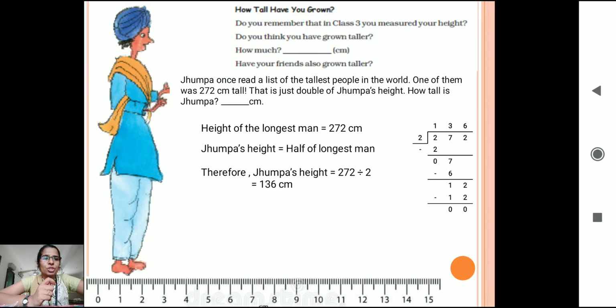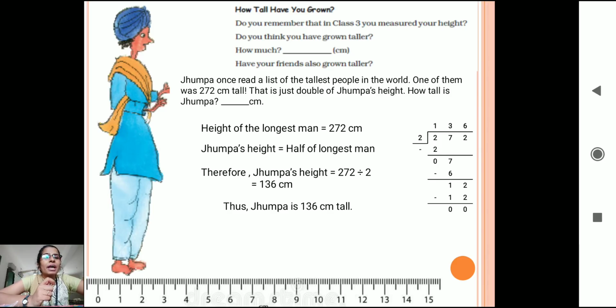How to do the division? We have learned division. We need to practice it once again. If you have forgotten, like how I have shown you here, 2 ones are 2, then 3s are, and then we got a remainder 1, then we took 2 again, that is 12, so 2 6s are 12. So what is the quotient here? 136, and the remainder is 0.